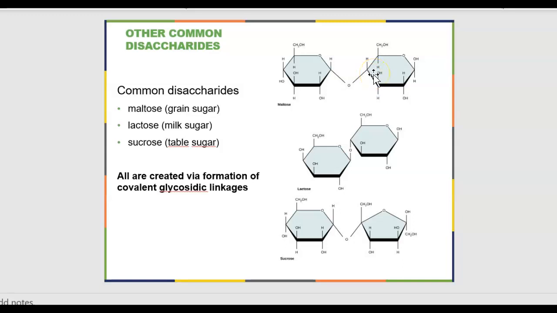And if we want to be specific, we can say which of the carbons are linked. And we can even say not only which carbons are linked, but are they linked in this sort of downward position or are they linked in the upward position? But we'll talk about that a little bit soon.